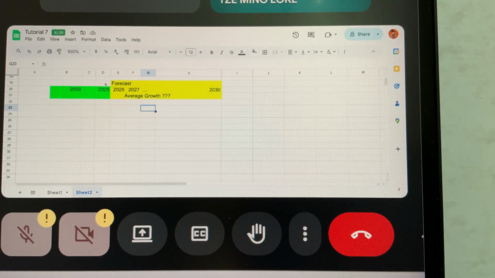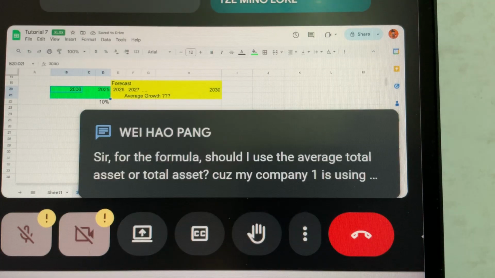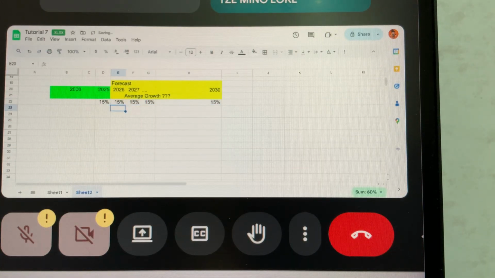Somebody just now said, oh, I calculated the growth based on 1 year. Let's say 1 year is 10%. Does it mean this 10% is going to be the average for every year going forward? Not necessarily. If you use 2000 to 2025, let's say the average growth is 15, does it mean this 15 is going to apply every year? Not necessarily also.